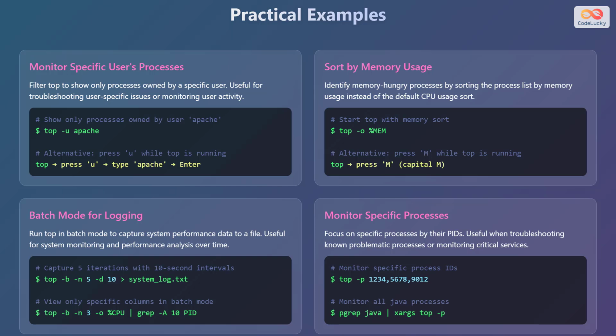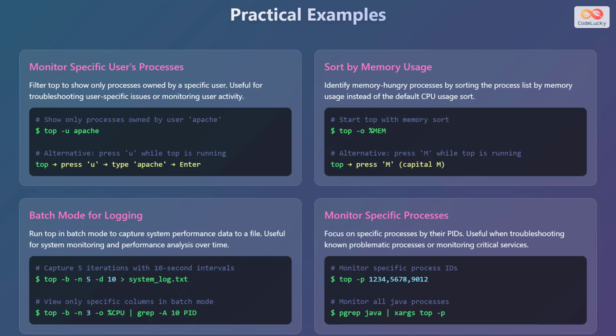To sort the process list by memory usage, use the command top -o %MEM. Alternatively, you can press M while the top command is running. To run top in batch mode for logging purposes, use the command top -b with options like -n to specify the number of iterations and -d to set the interval. For example, top -bn5d10 will capture 5 iterations with 10-second intervals and save the output to a file.